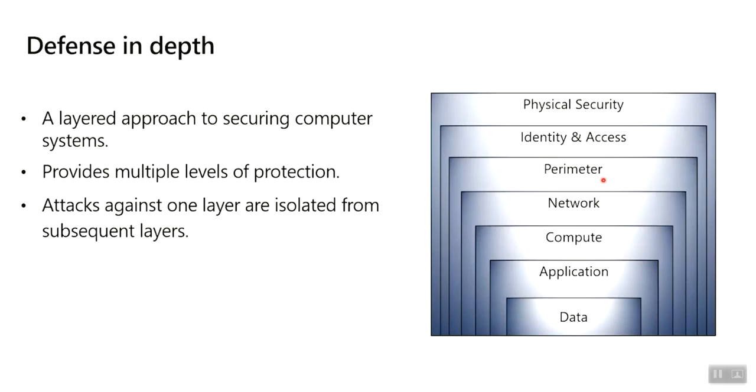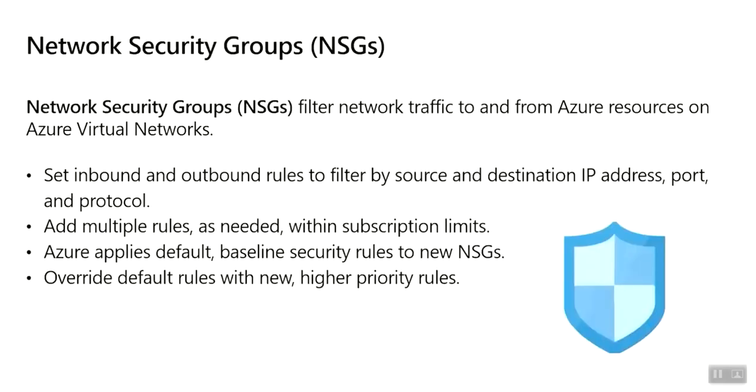Now, looking back at this defense in depth, I'm going to focus first on the perimeter layer, the network layer. So we're going to talk about how to protect your network first. So one of the first ways that you can protect your network is with network security groups. And essentially what network security groups do, it allows you to filter traffic to and from your Azure resources on your virtual networks. And that's the key thing here. This is traffic that is already on your virtual network. All right, because we are on the network level and it's protecting it to and from.